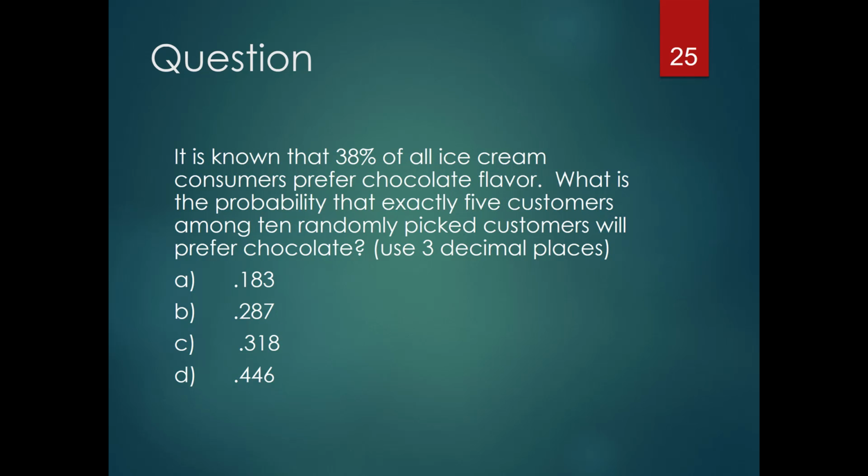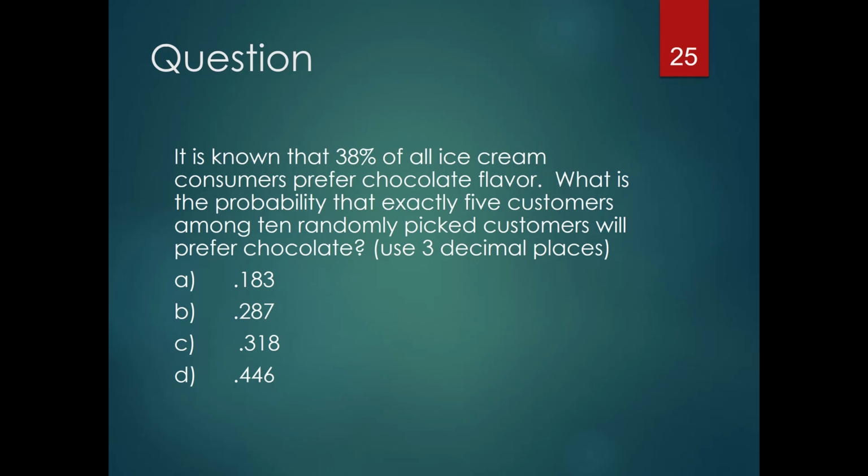So let's say it's known that 38% of all ice cream consumers prefer chocolate. What is the probability that exactly 5 customers among 10 randomly picked customers will prefer chocolate? So my probability of success is 38%, and I want the probability that x equals exactly 5. So I'm going to put false for the cumulative function. And my number of trials, or my sample, is 10 customers.